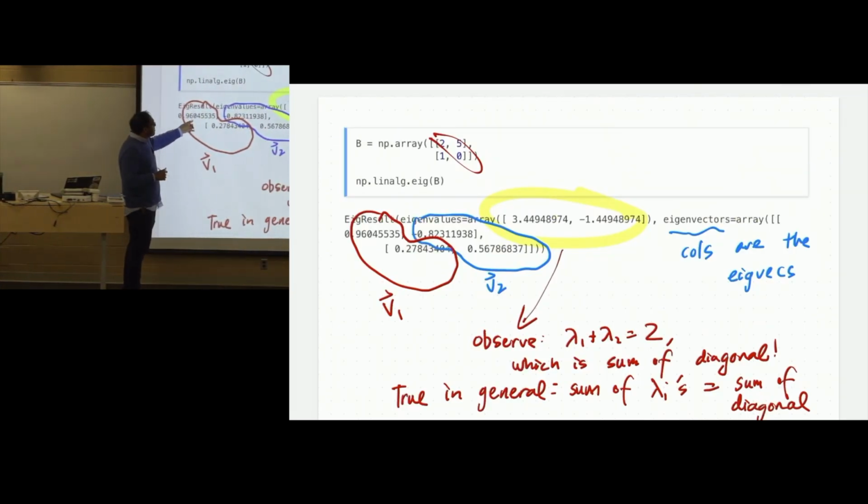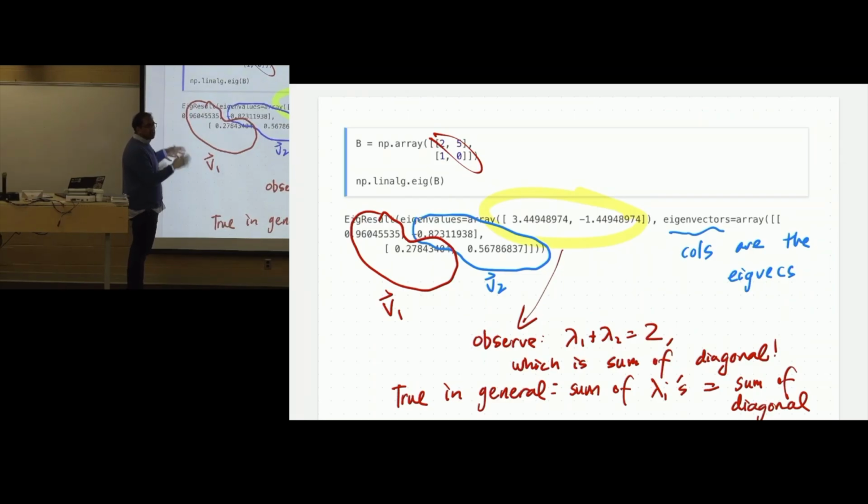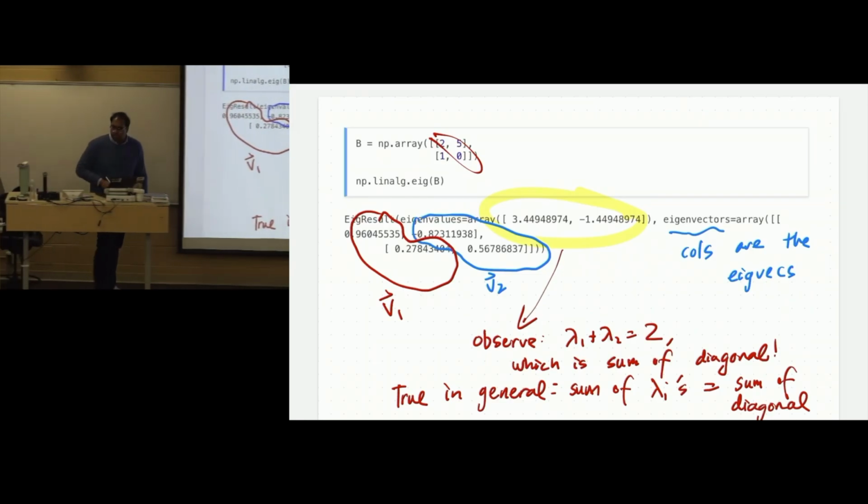But these two eigenvectors are not orthogonal, and in general they're not. They just happen to be in the first example because that matrix was symmetric, and that's something we'll dive deeper into in just a bit.